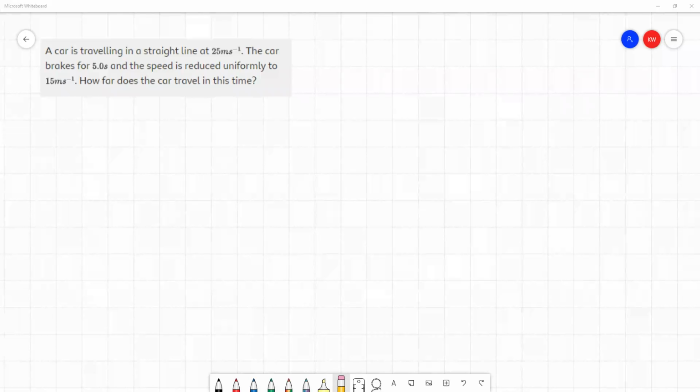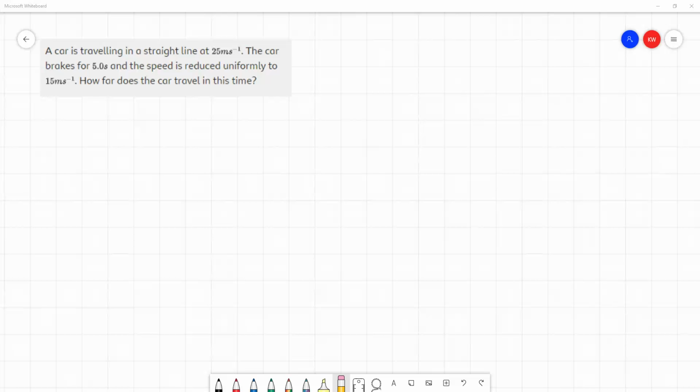In this video, we're going to look at a couple of examples using our linear equations of motion. That's when we're trying to calculate quantities like time, distance, velocity, or acceleration in a system in which the object's moving in a straight line. So here we have a problem where a car is traveling in a straight line at 25 meters per second. The car brakes for 5 seconds and the speed is reduced uniformly to 15 meters per second. How far does the car travel in this time?